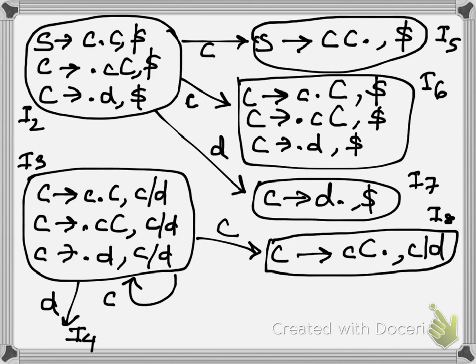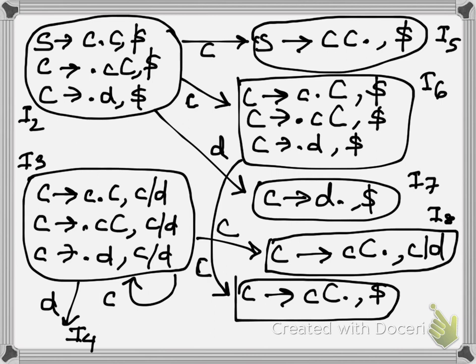Then I5 is the final item, I7 is the final item, I8 is a final item. So we're left with I6. So I6 on capital C, so I'll just draw here, I6 goes to C derives C and dollar. And this is the final item. We have not seen this item before, so this is I9. And dot C on small c goes to itself. You can check this out.